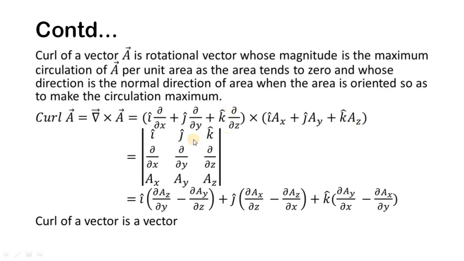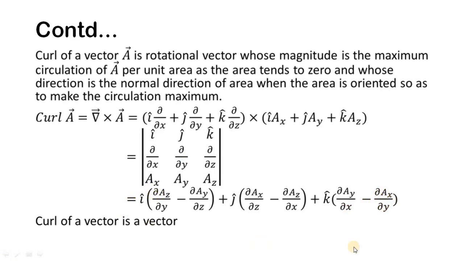And if we take the cross product, we get the determinant with i cap, j cap, k cap. The second row becomes ∂/∂x, ∂/∂y and ∂/∂z, and the third row becomes Ax, Ay and Az. If we evaluate this determinant, then we get i cap into (∂Az/∂y minus ∂Ay/∂z) plus j cap into (∂Ax/∂z minus ∂Az/∂x) plus k cap into (∂Ay/∂x minus ∂Ax/∂y).